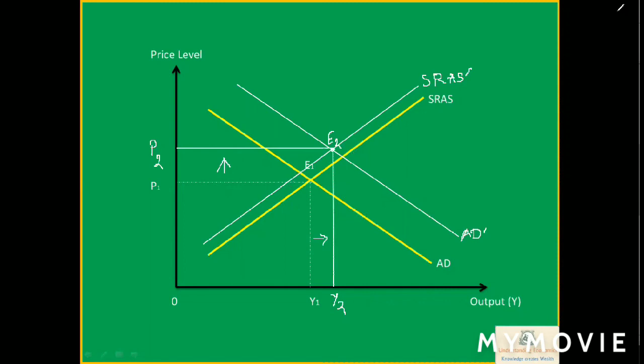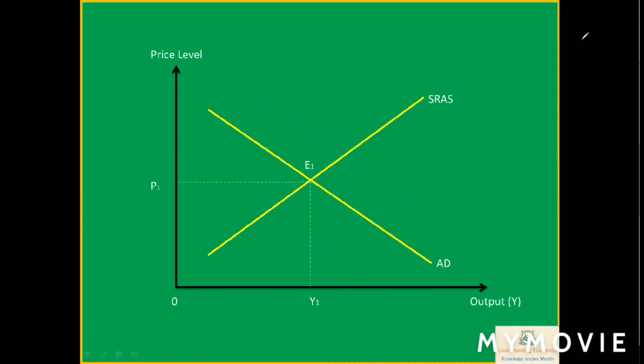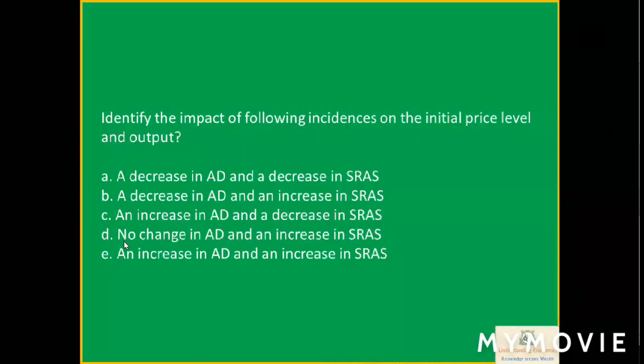Now we will check the fourth scenario. Now look at the fourth case. In the fourth case, it is written there is no change in aggregate demand. No change in aggregate demand means we will move along the aggregate demand curve, and there is an increase in the aggregate supply. So the short-run aggregate supply will shift to the right, but we will not change the aggregate demand.